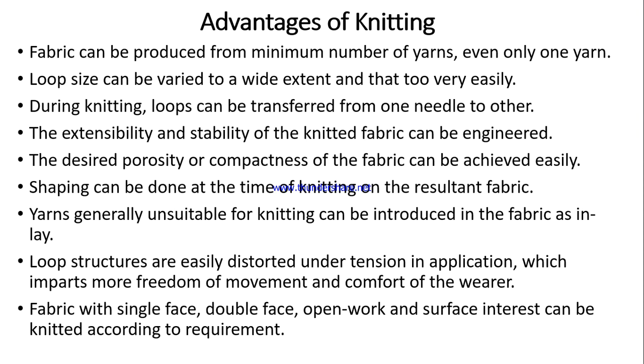Or the fabric may be double face fabric. Okay, both the faces, the technical face and technical back, will be similar. They look similar. Okay, so you can use either back side or front side. That doesn't matter because in a double face fabric, on both sides the fabric looks similar. That type of fabric also can be produced by knitting. Then open work. Okay, you may make designs or you may do some embroidery work on the surface of the knitted fabric. Okay, openly. That is also possible by the knitting technology.